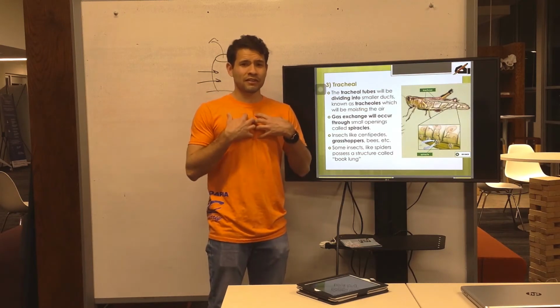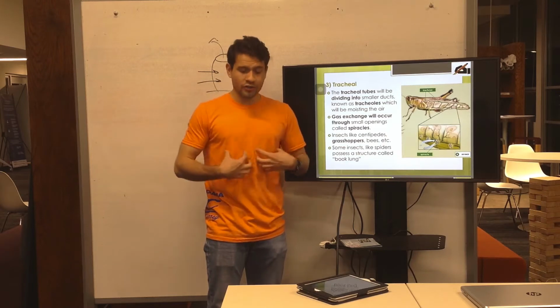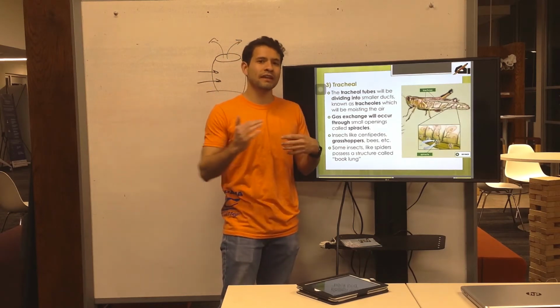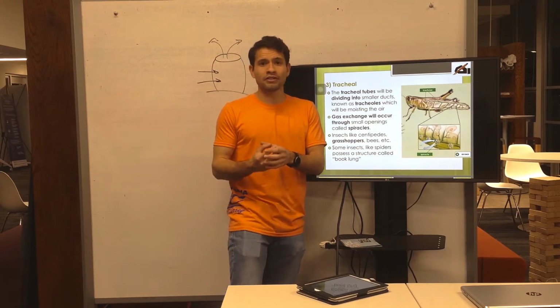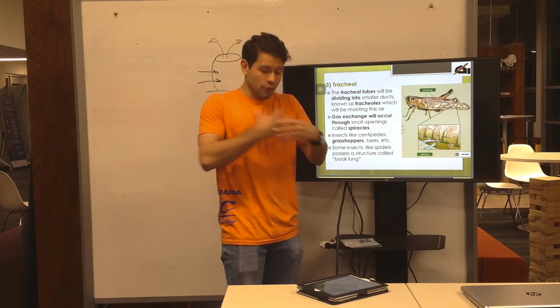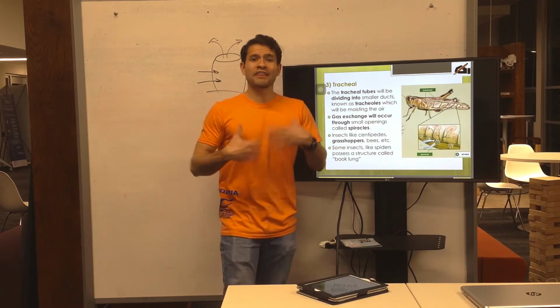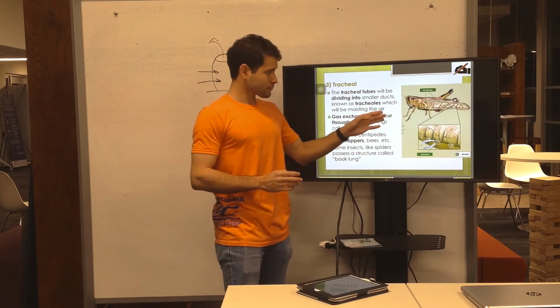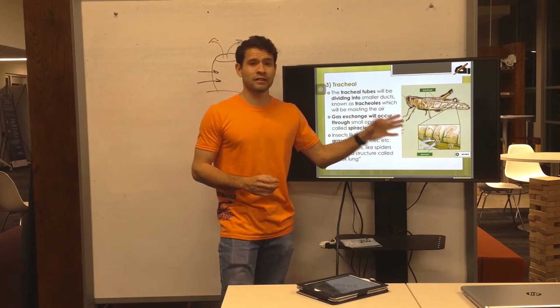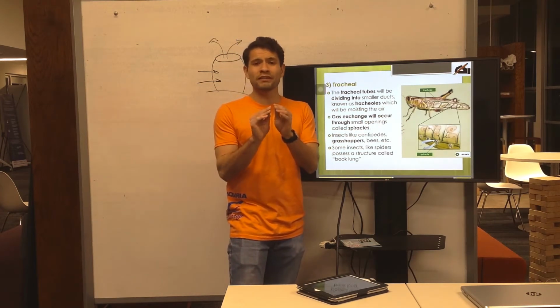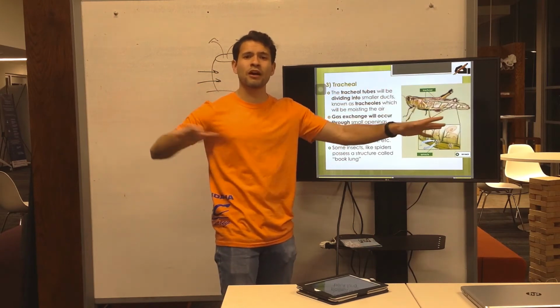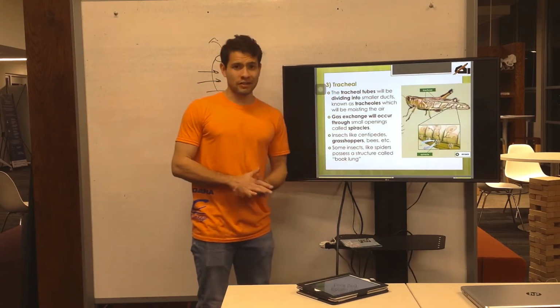In our case, humans, our lungs, our alveoli, they are surrounded by capillaries, and those capillaries take the oxygen from the lungs to every single part of our body, thanks to the circulatory system. The thing about the tracheal system is that the tubes are going to be stretching to the different parts of the body of the insect.